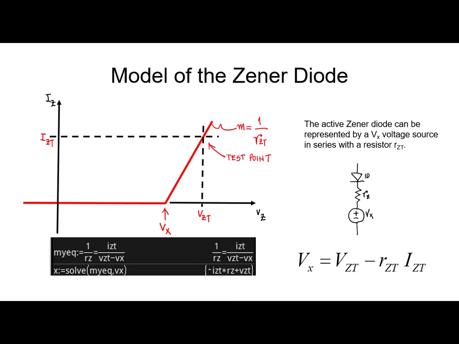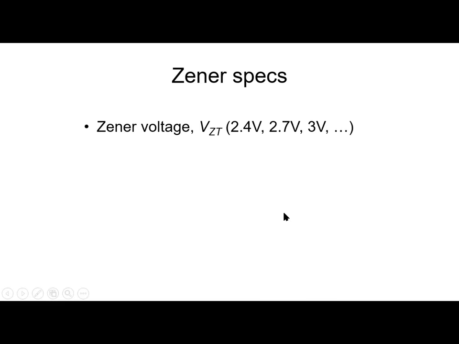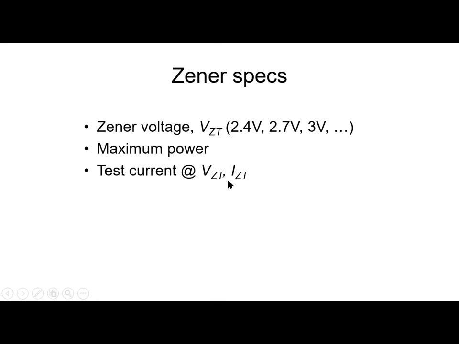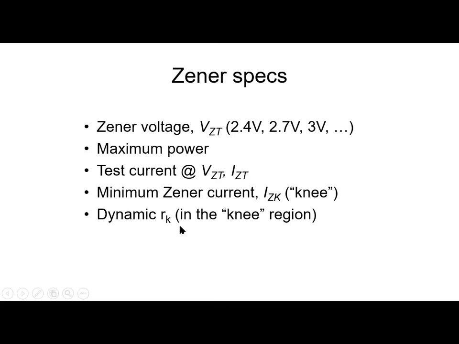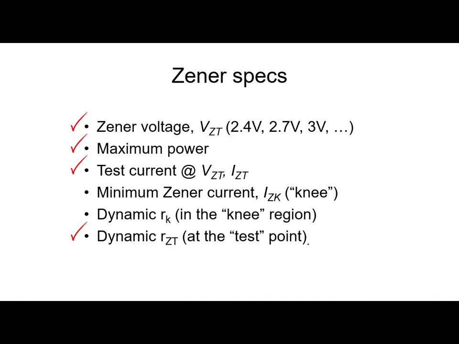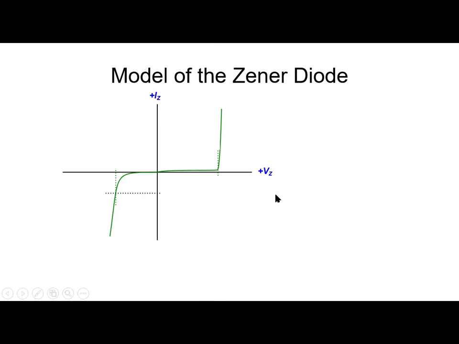The Zener specs. The manufacturer will give us the Zener voltage that actually we specified when we purchased the Zener, the maximum power the Zener can take, the test current at the test voltage, the minimum Zener current at the knee value, the dynamic resistance at the knee region, right below the minimum current, and the dynamic resistance at the test point. We will use the Zener voltage, the maximum power, the test current, and the dynamic resistance. We will not use this one or that one. Let's concentrate on the values we use.